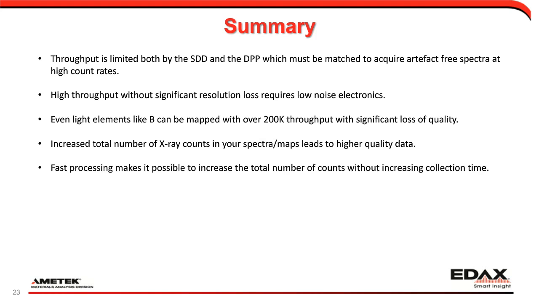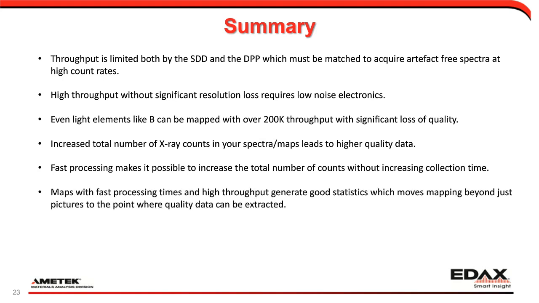Due to the fast processing time, you can also increase the total number of counts in the spectra without increasing your collection time. Just switching to a faster pulse processor time will give you a higher throughput of data. You will lose a little bit in resolution, but most of the time that's easily compensated by the increase in statistics. And again, mapping at high throughput generates good statistics.